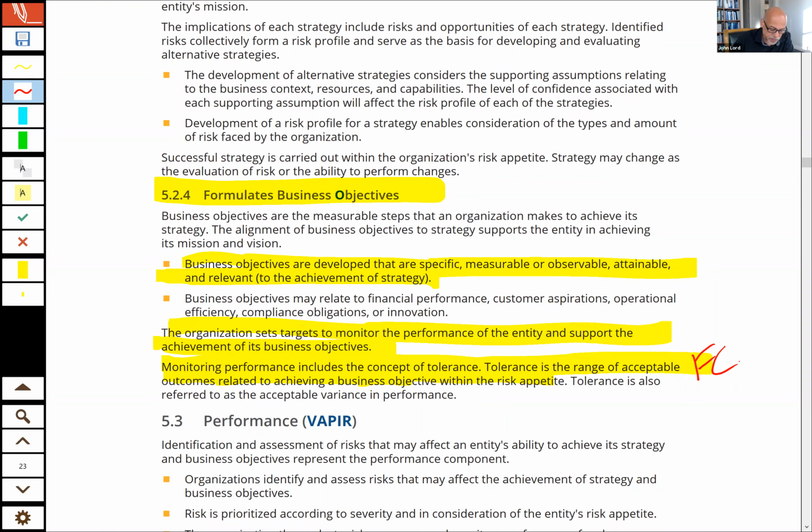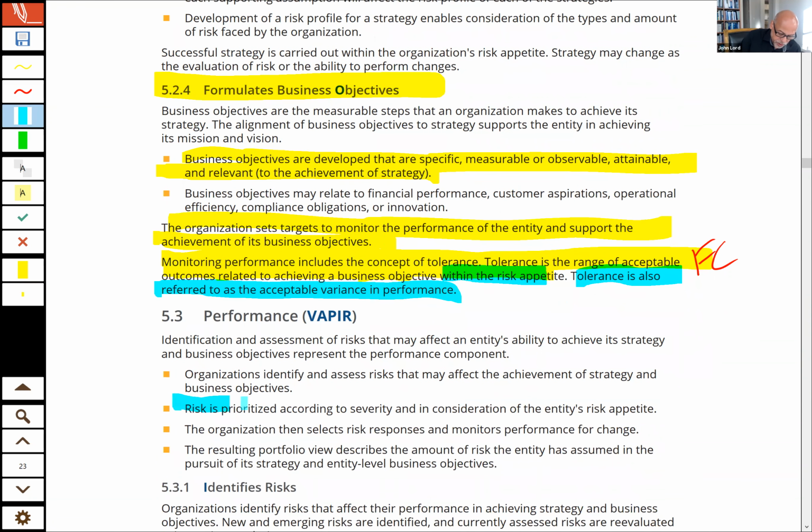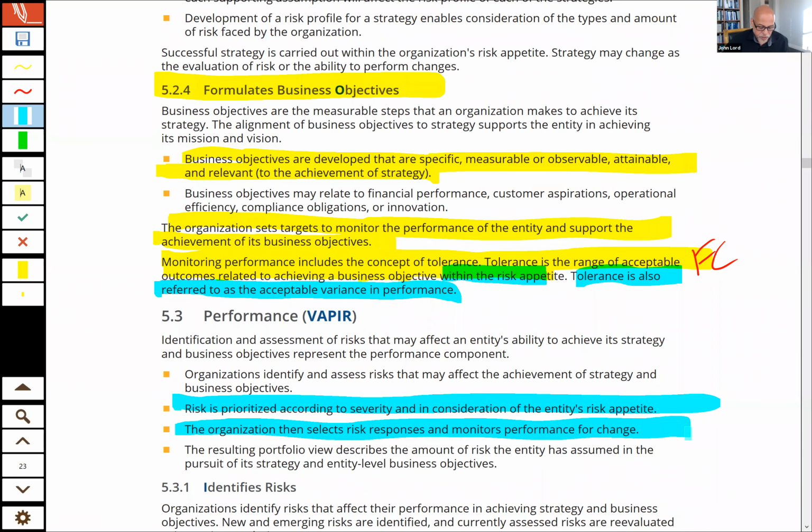Okay, so we set up a risk appetite and tolerance is the range of acceptable outcomes related to that. But notice that's within the risk appetite. And tolerance is also referred to as the acceptable variance in performance. Okay, so when we get to performance now, risk is prioritized according to the severity and the risk appetite. The organization then selects risk responses and monitors performance for any changes in that.